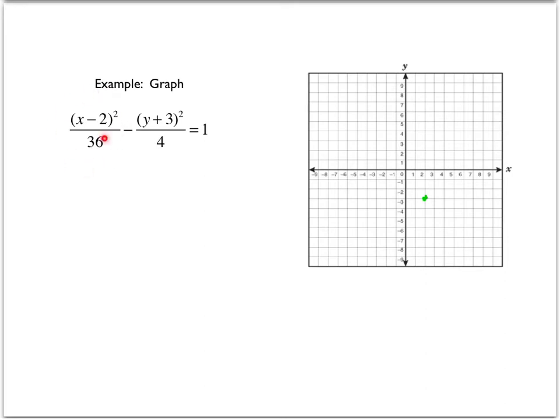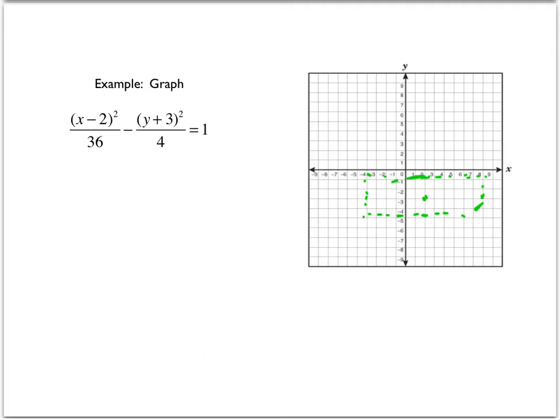I notice my horizontal axis right here has the 36 underneath it. So that means on the horizontal ways I'm going to count over the square root of that. So I'm going to count over 6. So that's going to take me right about to there. I'm going to count 6 the other way, which will take me to negative 4. Okay. Then on the y side of things, the vertical axis, I have a 4, so that's going to go up 2 and down 2. Now what I'm going to do here is essentially make a little box with those borders as the dimensions. So it's going to look like that.